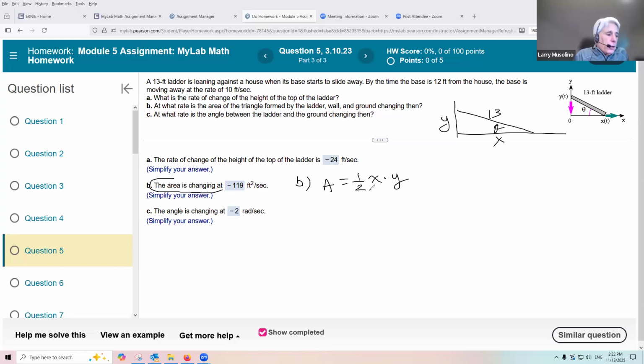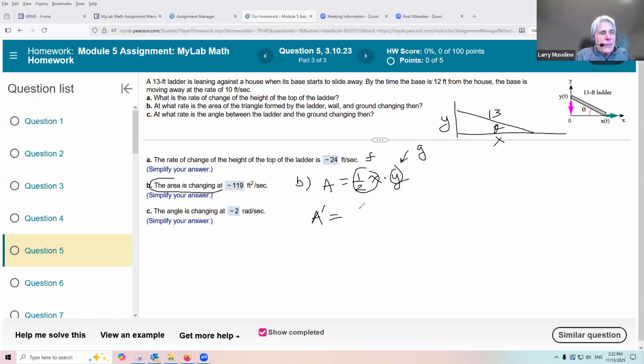But remember, x and y are changing as a function of time. So let me use the product rule, because we want to know dA, the derivative of A here. We're going to take derivatives, all right? So let's use the product rule. I'll call this the f function. I'll call this the g function.